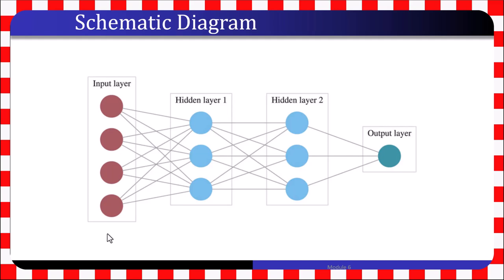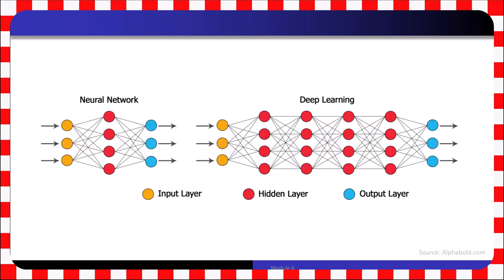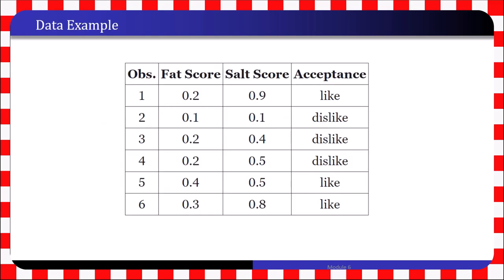So input is going to be collected from here. It's going to go through hidden layer 1, and it's going to go through hidden layer 2, and it's going to produce an output. A feed-forward network is a fully connected network with one-way flow and no cycles. When there are 2 or more hidden layers, that's called a deep neural network. You see a simple neural network on your screen and a deep learning network, which has more than one hidden layer.